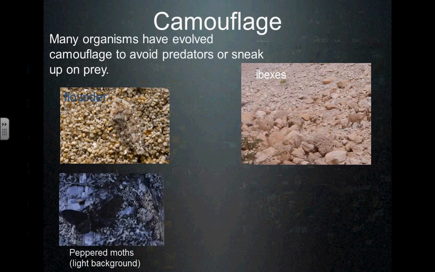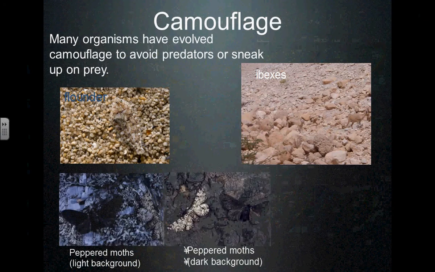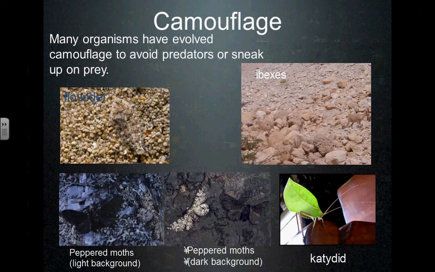Peppered moths we're going to be learning about tomorrow in the computer lab. They come in 2 varieties, light and dark. And when trees in England changed because of pollution, one version of this peppered moth started becoming more common than the other. And we'll learn about that tomorrow. This is a katydid. Its body is shaped exactly like a leaf.